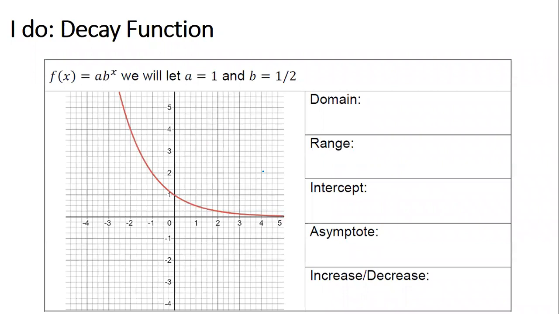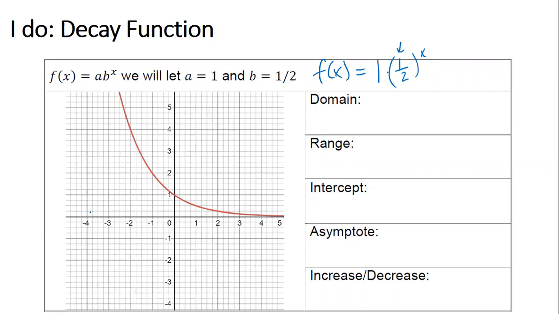Now, the decay model. Looking at the decay, you can see that it's declining really fast, right? This time, we are still using the exponential parent function, a times b to the x. We're going to let a equal 1, b equal 1/2, and our function is f of x equals 1 times 1/2 to the x power. This 1/2 is what makes it a decay. So instead of multiplying repeatedly, we're now dividing repeatedly. I'm cutting it down.